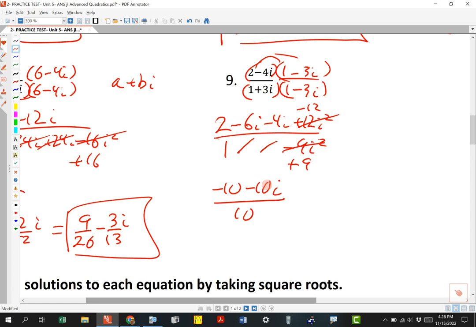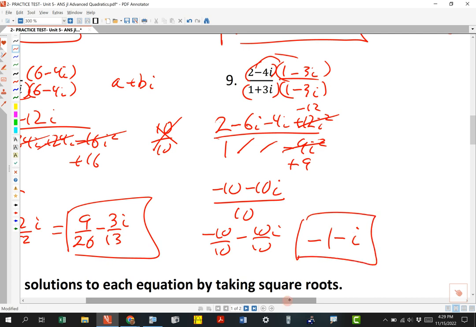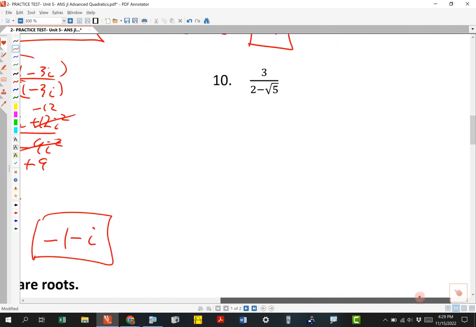And again, I suppose you could leave it this way, but that would be really silly. That would be like leaving an answer like 10 over 10. We certainly wouldn't want to do that. So let's write it negative 10 over 10 minus 10i over 10. So this is going to be a negative 1 for the real part and a negative 1 for the imaginary part. So it's negative 1 minus i. We normally don't put the 1 in front there. And then we'll take a look at this guy right here.